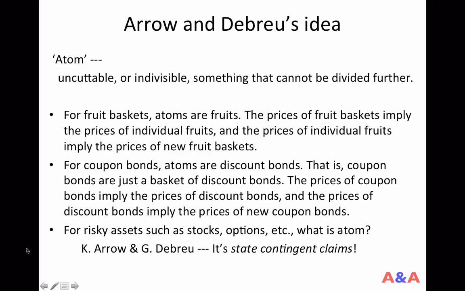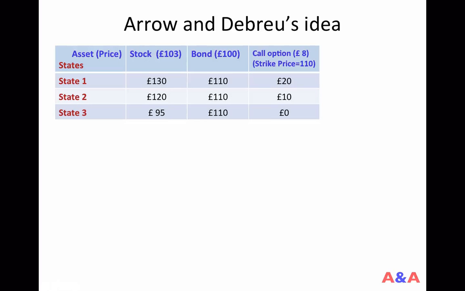Now, for risky assets such as stocks, options, or corporate bonds, what is the atom? Well, Arrow-Debreu's idea is that it's the state contingent claim. That is, all these risky assets can be simply regarded as a collection of many state contingent claims. Let me explain using our example.